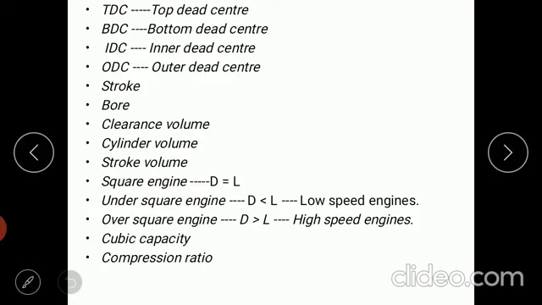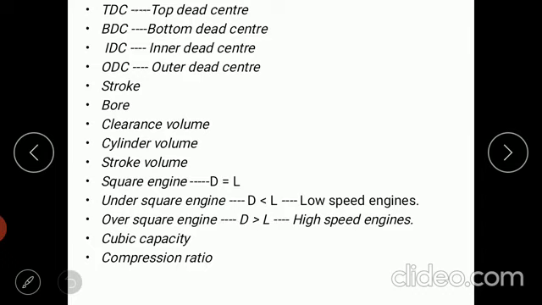Clearance volume is otherwise termed as the minimum volume that prevails in a cylinder. When the piston is at the top dead center, the volume occupied by gases inside the cylinder is termed as a clearance volume.